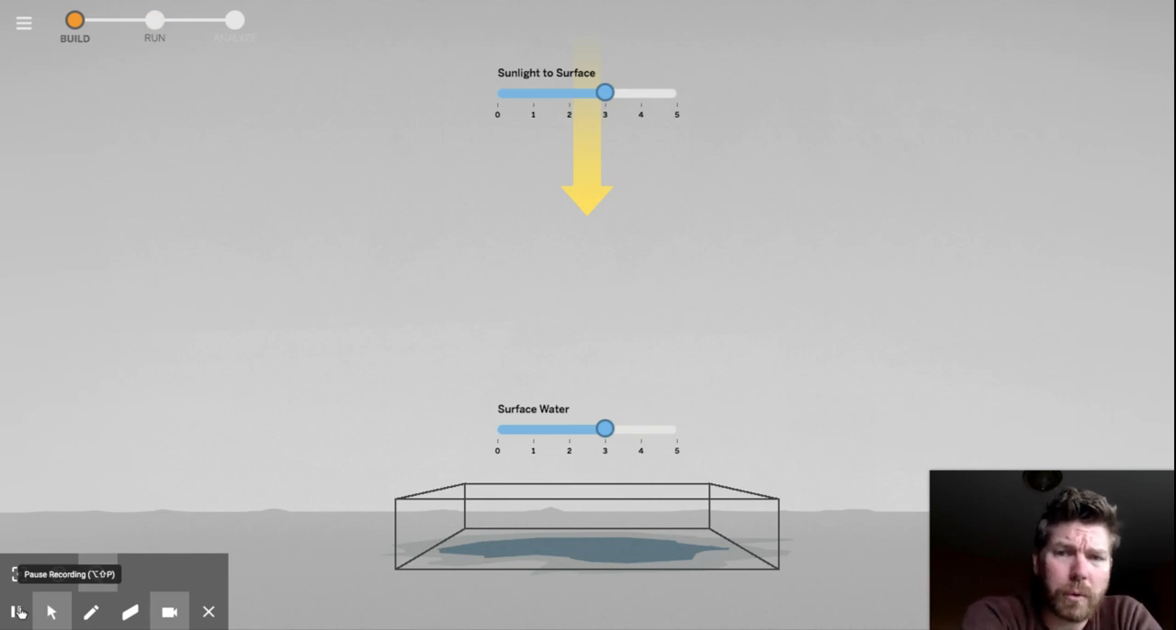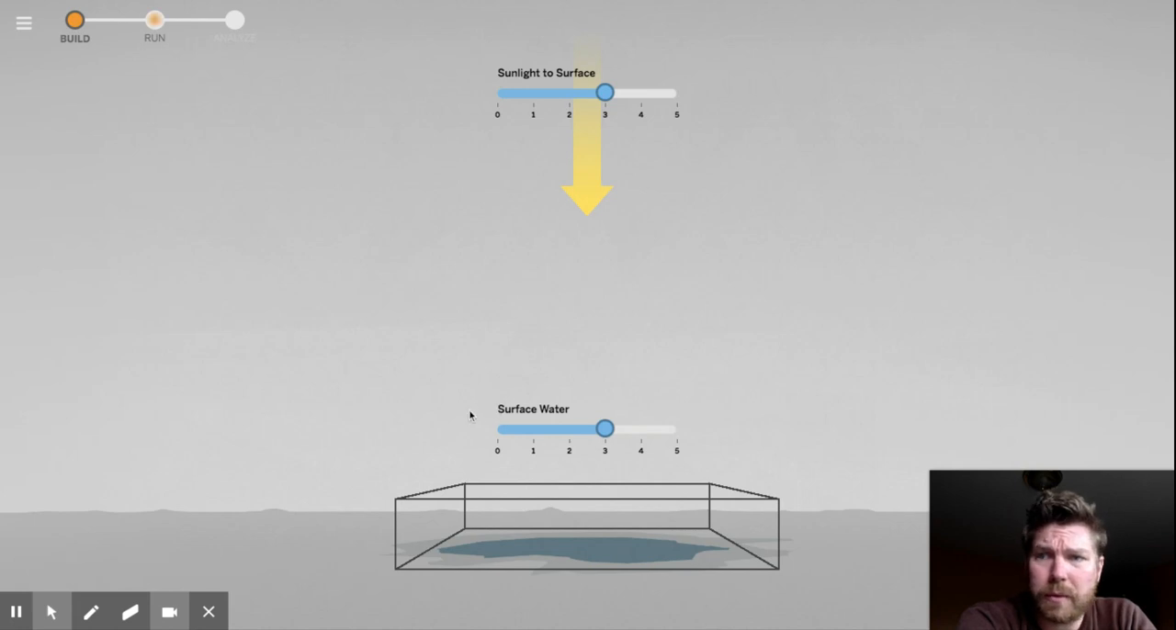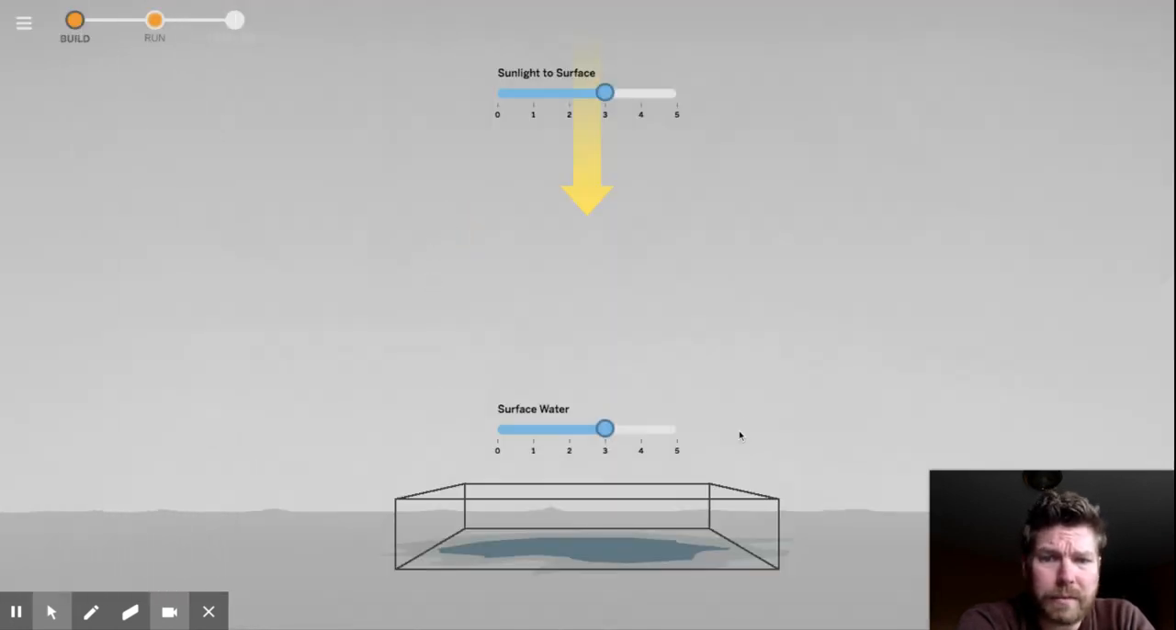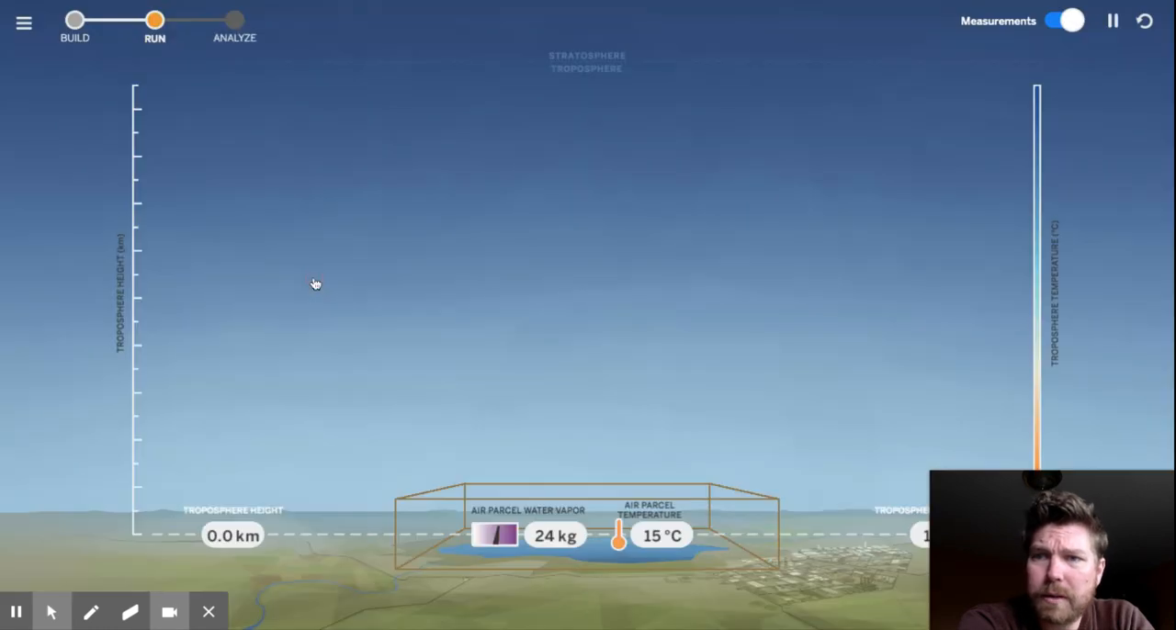So in chapter two, one of the main things that we are currently learning about is how the temperature of the air parcel will have an effect on the severity of the following storm. So again, we're in the simulation, and we are in regional weather 1 mode right there. And we haven't changed any of the settings. We have our sunlight set to 3, surface water set to 3. We're going to go ahead and hit run, watch what happens.